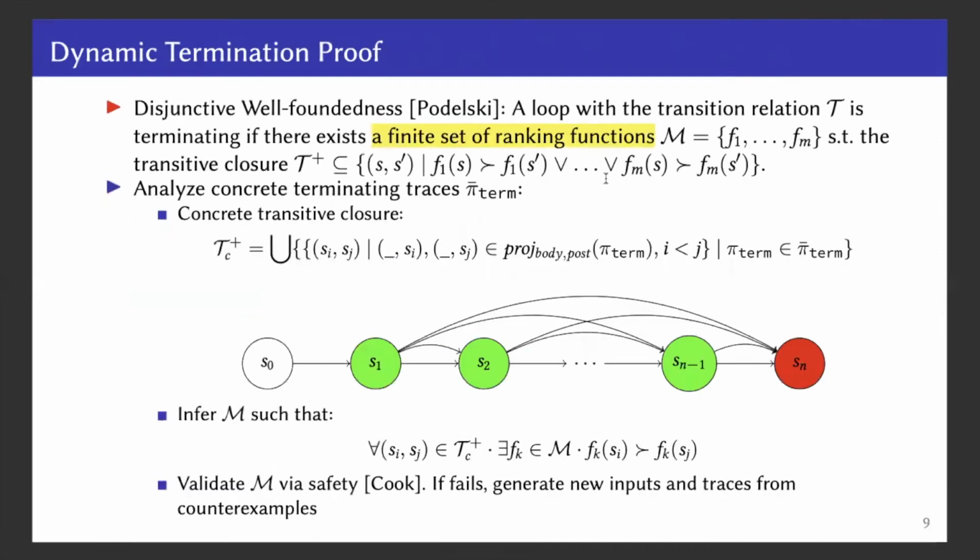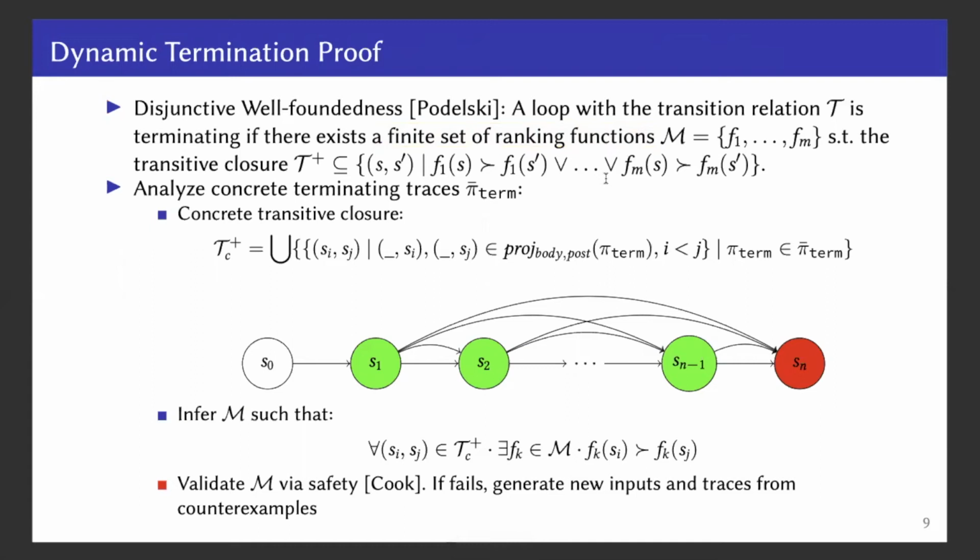From the collected terminating traces, we follow the disjunctive well-founded principle to construct the termination proof in the form of a finite set of ranking functions. First, we construct the transitive closure of the terminating traces. Then we infer a finite set of ranking functions M such that any pair of program states in the transitive closure satisfies at least one ranking function in M.